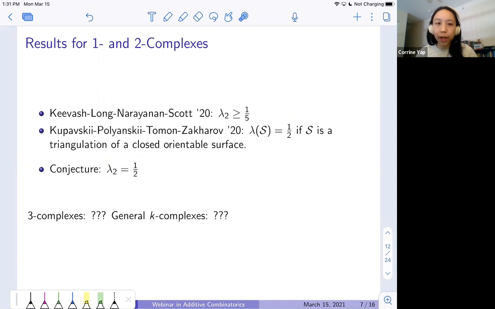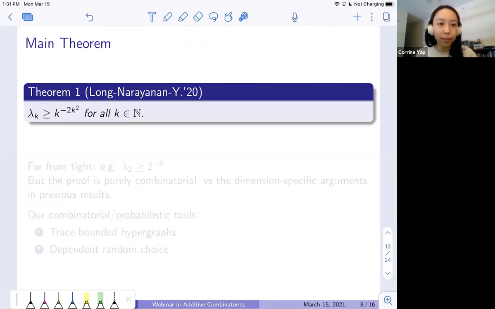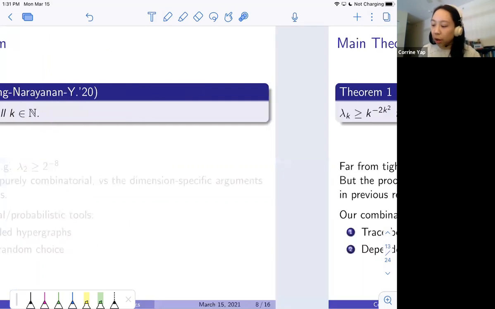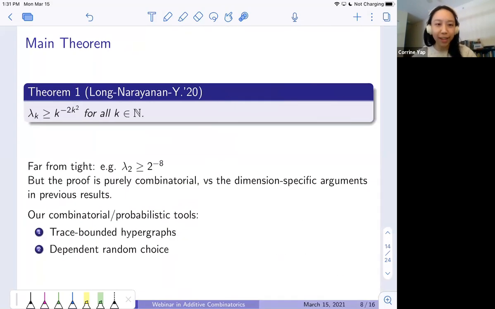But you could also ask what happens for higher dimensions, 3-complexes or general k-complexes. And so that's what I'll be talking about today. In fact, we showed that lambda k does exist for all dimensions, and that we can give it a lower bound of k to the negative 2k squared. But you'll notice that this is far from tight, as I hinted at. For instance, it gives you that lambda 2 is bigger than 2 to the negative 8th, and we already showed that it's bigger than 1/5. We conjecture that it's actually equal to 1/2.